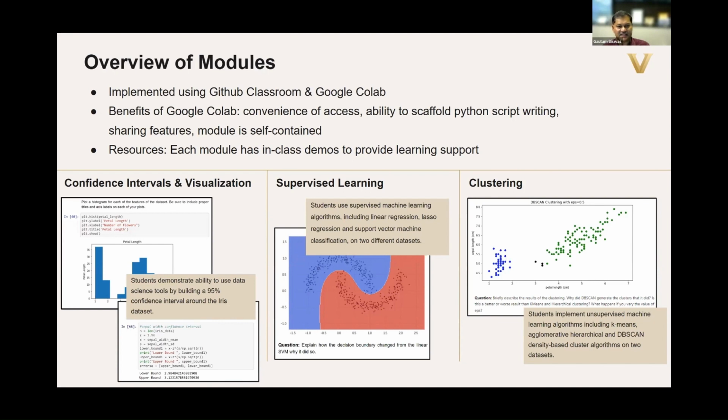So I already mentioned these in-class demos to provide learning support, and then students worked on assignments as homework, just to make sure that they felt confident that they understood the use of the algorithm. But when they needed to, they could interact with the TA and get help in finishing up these assignments.